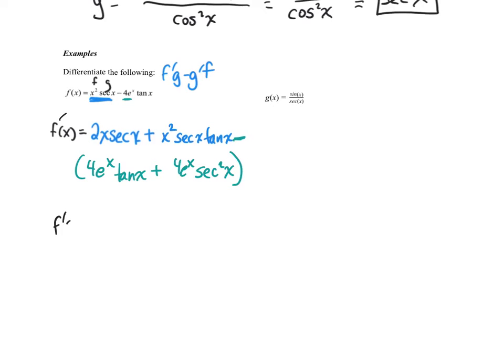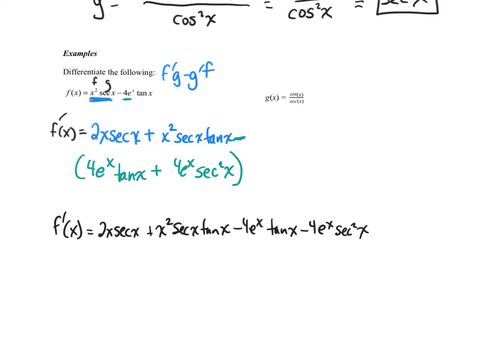Because our final derivative, if I want to write it out, is 2x secant x plus x squared secant x tangent x. And then I really need to distribute that minus. So minus 4e to the x tangent x minus 4e to the x secant squared x. That is my official derivative.